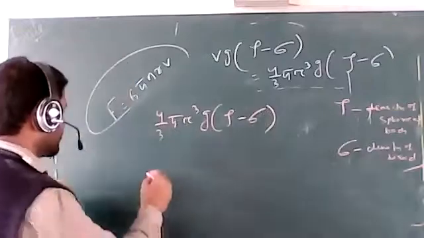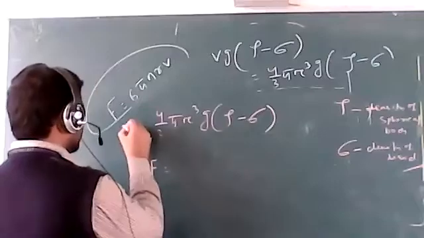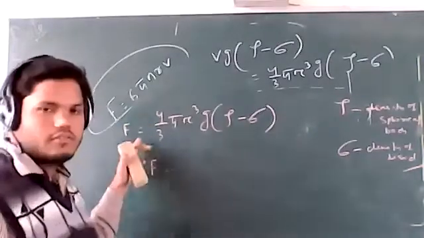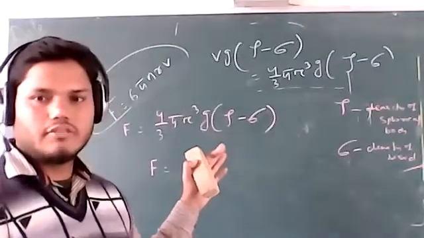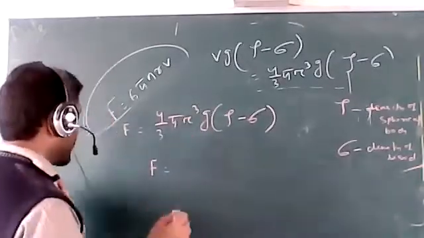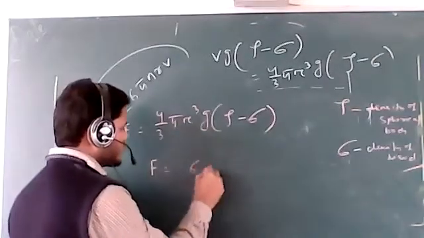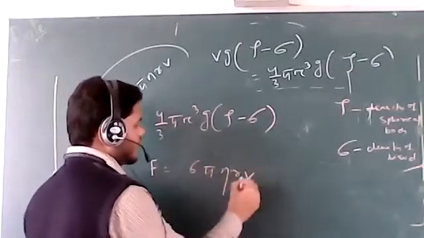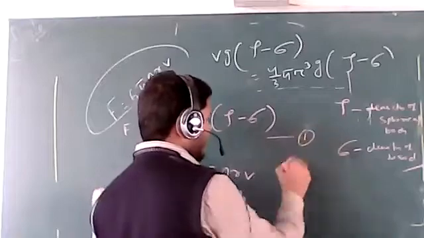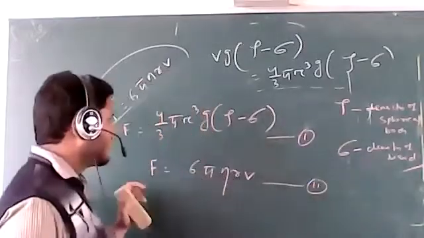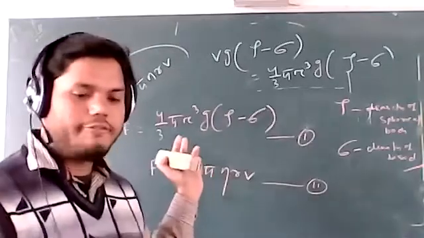If you compare, we already know this is called the effective downward force. And also we know Stokes law: according to Stokes law, F equals 6 pi eta r v. This you put as equation 2, and this is equation number 1, where we found the effective downward force.